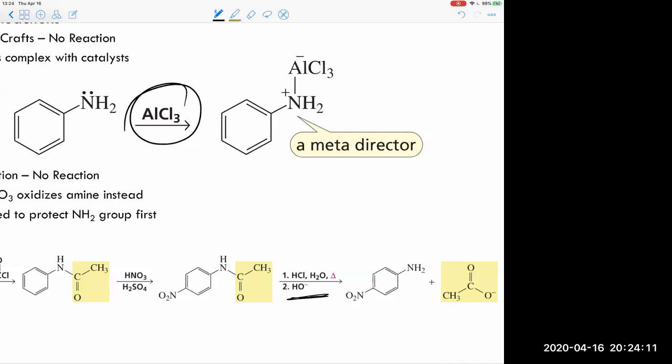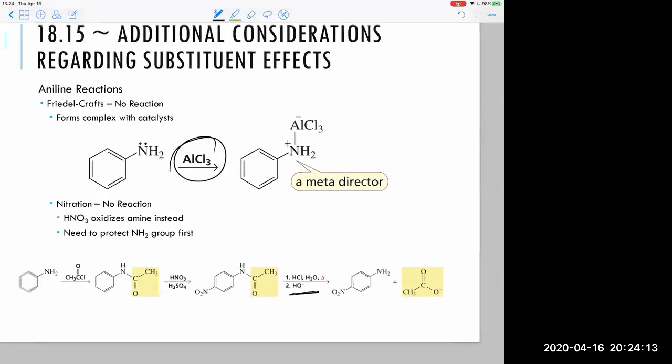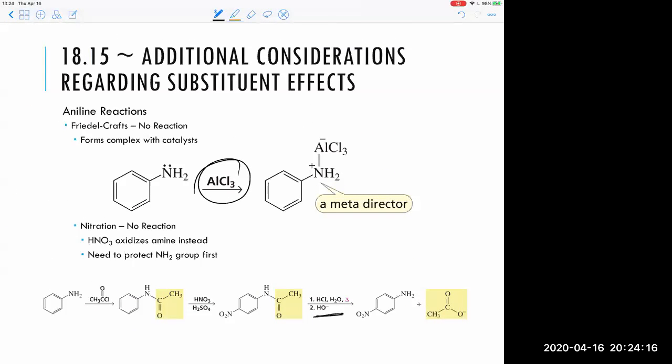So again, if you want to nitrate your aniline, you have to jump through some hoops first. You have to add this protecting group. Specifically, you have to convert it to an amide by adding in an acyl chloride. Remember, this is back chapter 16 business. Acyl chlorides will react with amines to create amides. So that's our strategy here. And again, it's this idea of a protecting group.